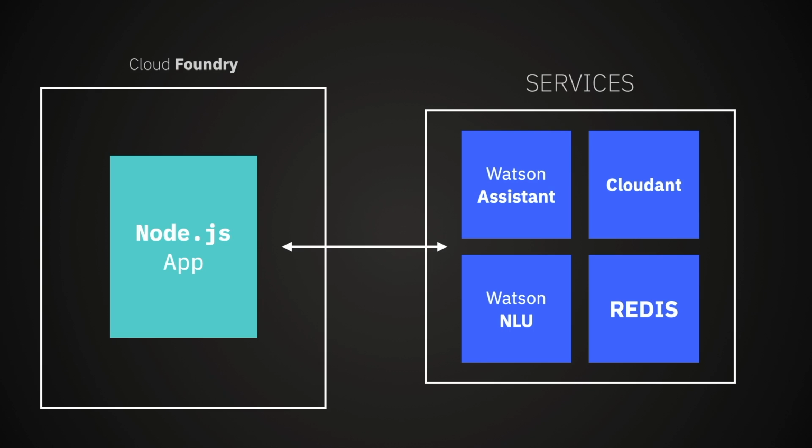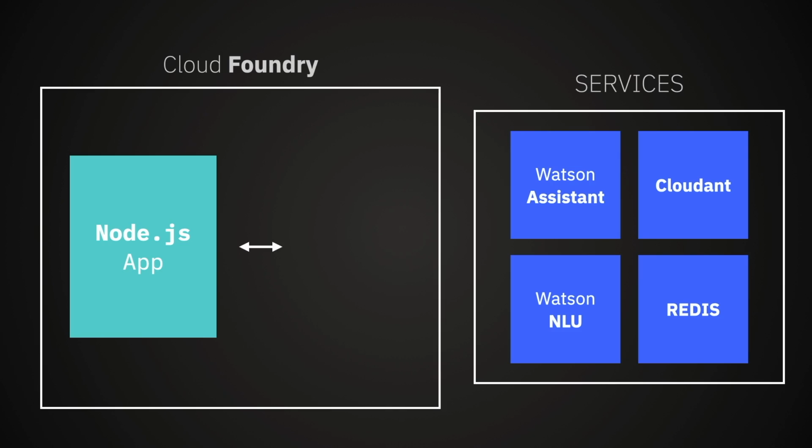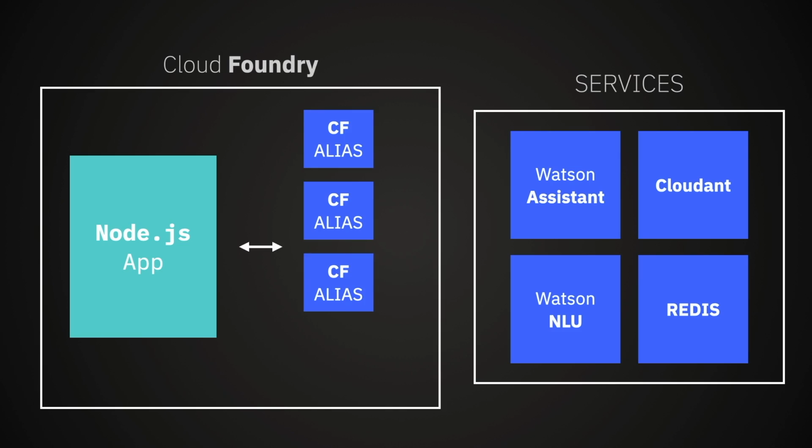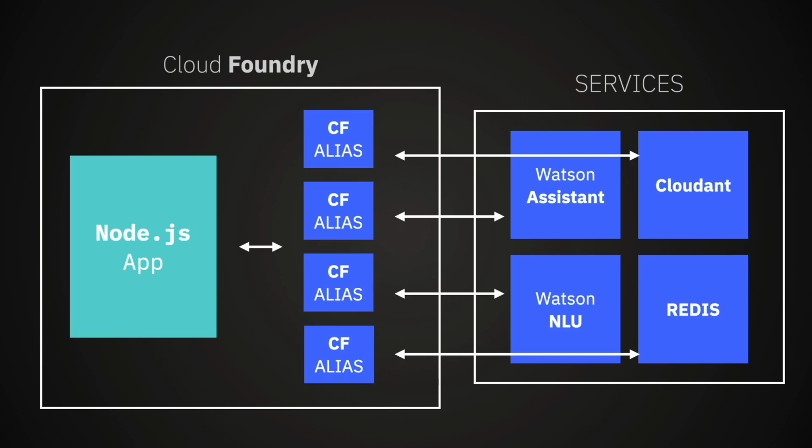Because it's a Cloud Foundry app, each service needs a Cloud Foundry alias in the same region and space as the Node.js application to be able to connect to it. This is going to be important in the last step of this instruction video, where we connect the services to the deployed application. Now let's create our first IBM Cloud service.